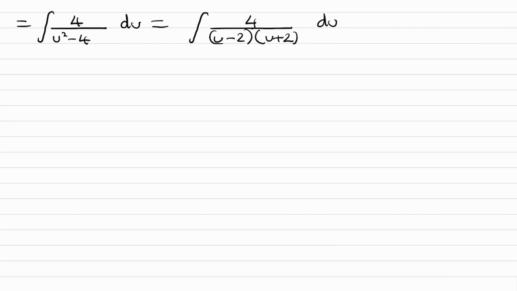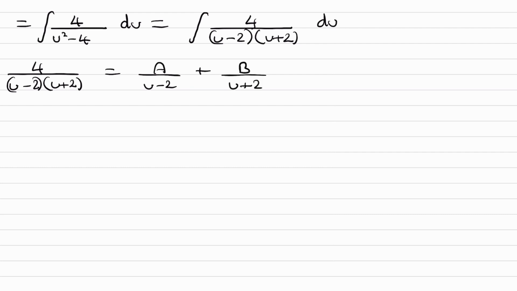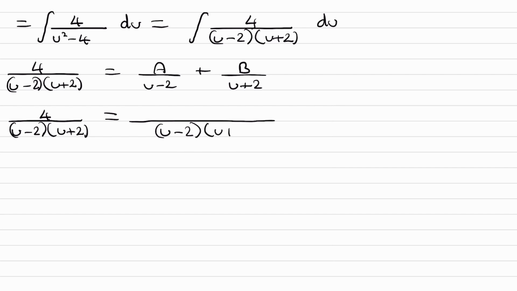And now we can use partial fractions. So 4 over what we have is the same thing as a over u minus 2 plus b over u plus 2. Make a common denominator. So that common denominator would just be u minus 2, u plus 2. So we'd have to times this fraction top and bottom by u plus 2, and top and bottom of this fraction by u minus 2. Denominators then cancel, and we're left with this.